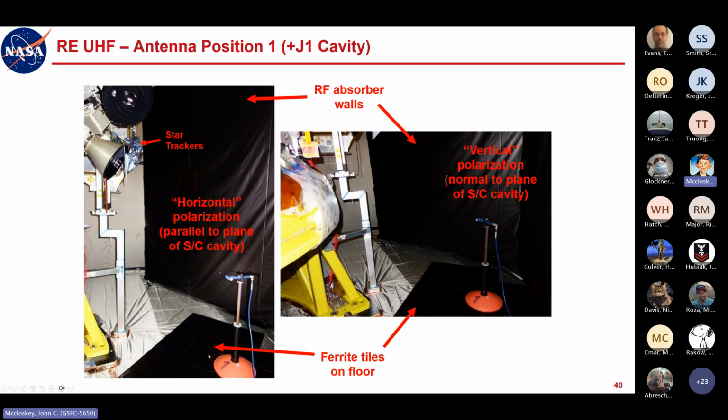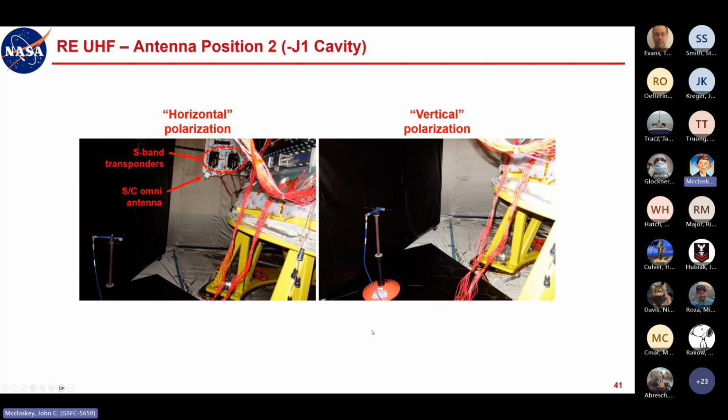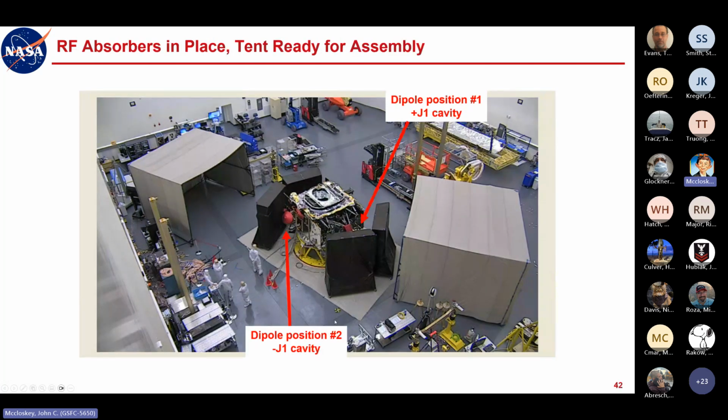We did some tests at Goddard showing that just surrounding this thing with ferrite tiles, even without it being completely surrounded, just putting it in a little cavity with ferrite tiles, significantly reduced the ambient levels that it was measuring. So that made a lot of difference. This is just another view here. And then this is a pretty cool view where you can see the RF absorbers surrounding the spacecraft. And then here's the tent ready for assembly.